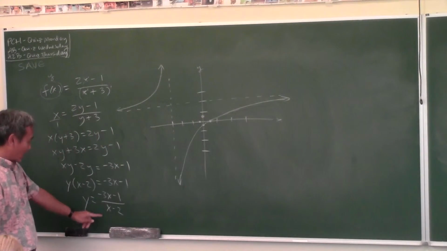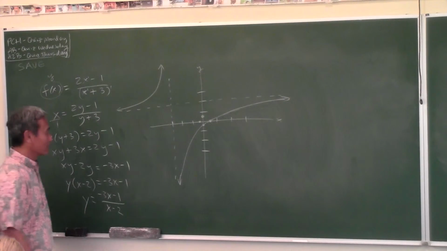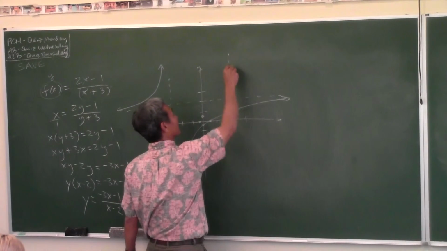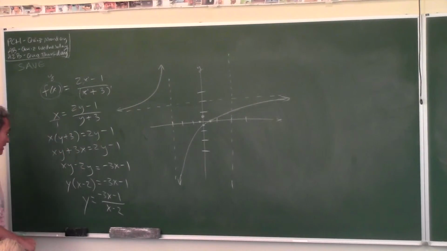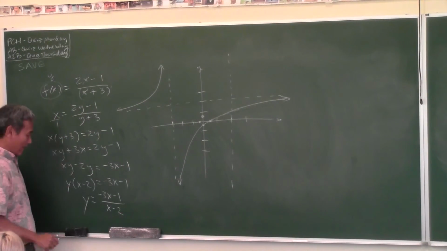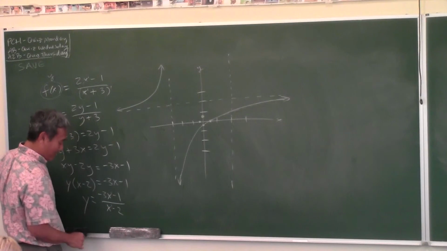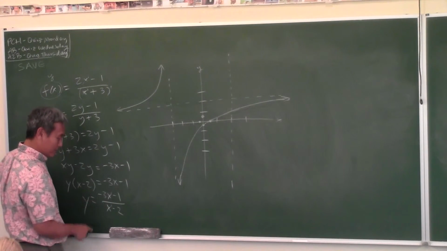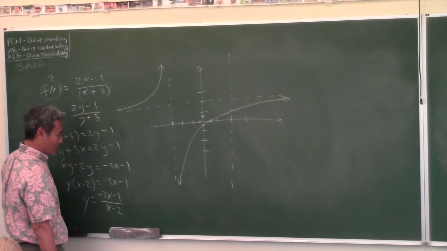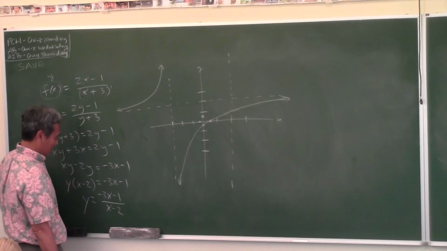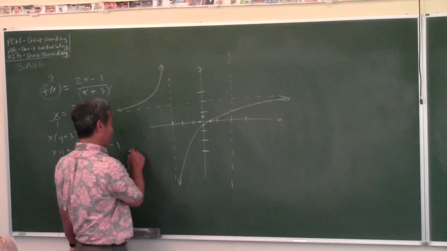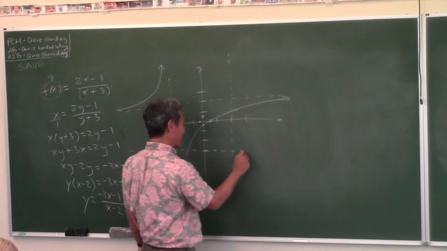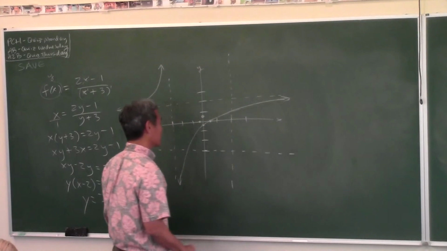Vertical asymptote, what makes the denominator 0? 2. X equals 2, so right here. Hope you guys can get these graphs straight. And then, what is the horizontal asymptote? Well, if the degree of the top and the bottom are the same, you look at the coefficients. So what would it be? What's negative 3 over 1? Negative 3! So y equals negative 3 is the horizontal asymptote.